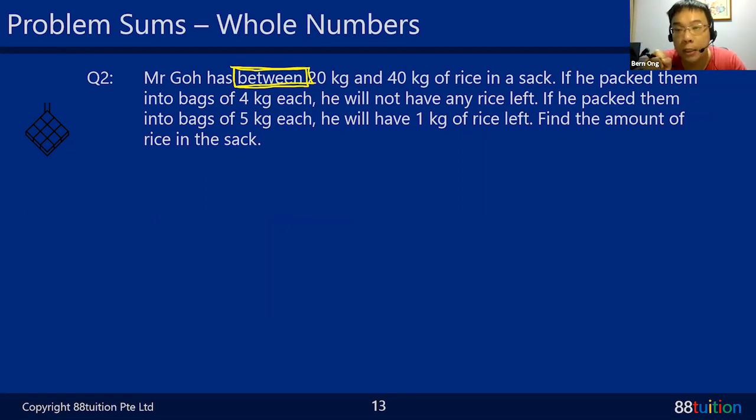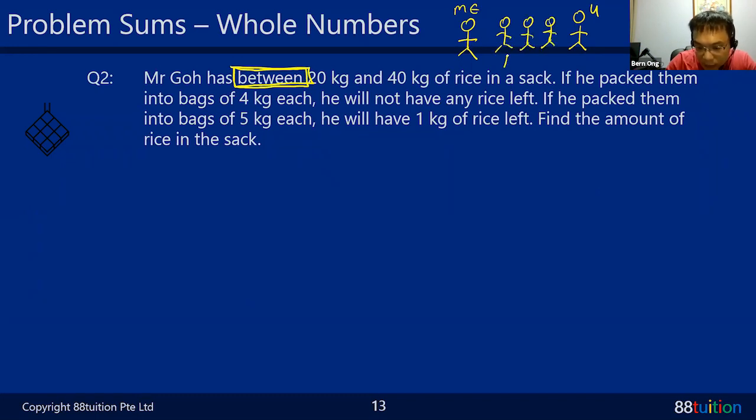What's the meaning of between? Between means from 21 kg to 39 kg is a possible answer. Just like this is me, and this is you, and maybe we have A, B, C in between. So A, B, C can be selected. How come? Because they are in between me and you. It's like in the middle. So A, B, C can be selected because they are in between, but me cannot, you cannot. Okay? Prishan, answer is 36.